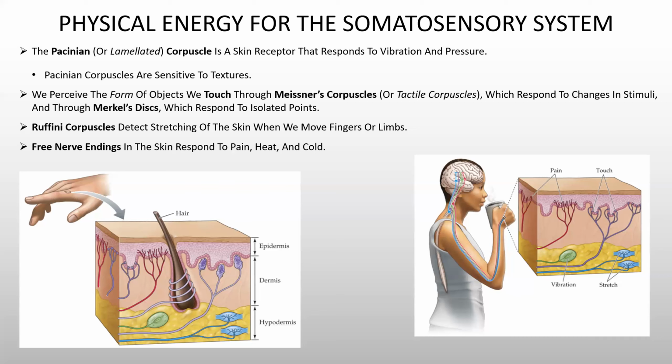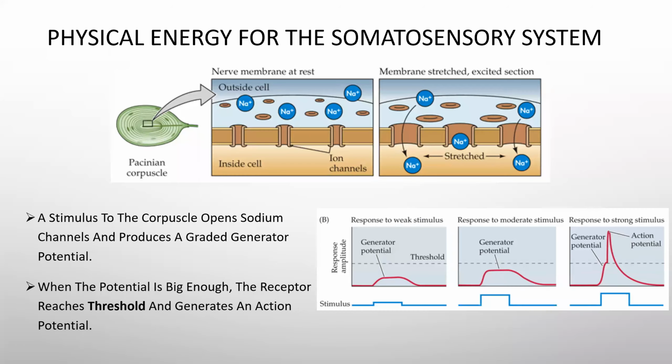So there's a lot of physical energy in our environment. It can be temperature, it can be movement, it can be stretching, vibration. All of those things are the physical energy that is interpreted by the somatosensory cortex.